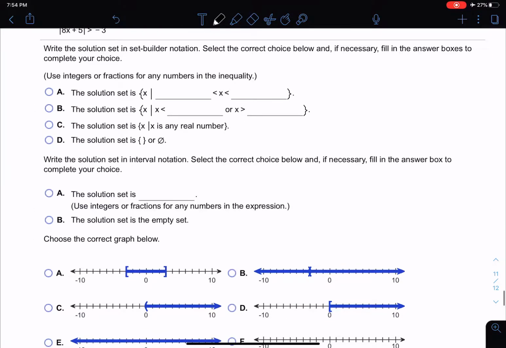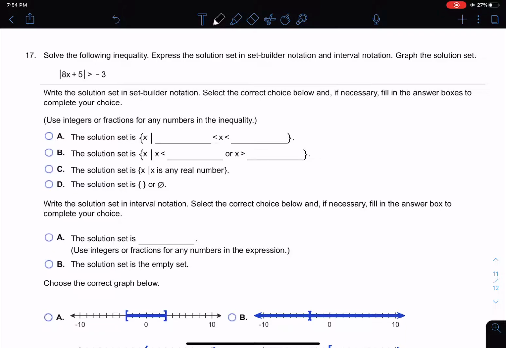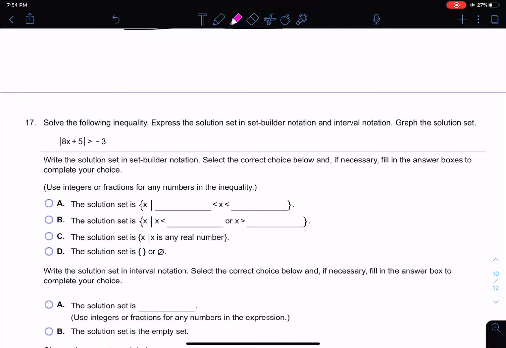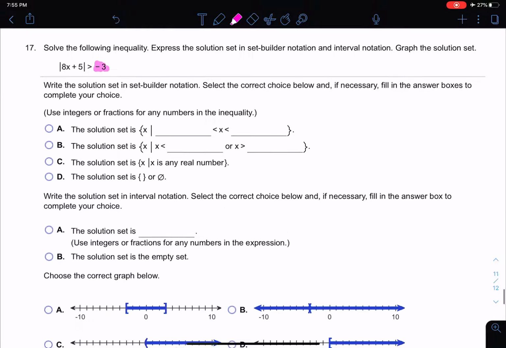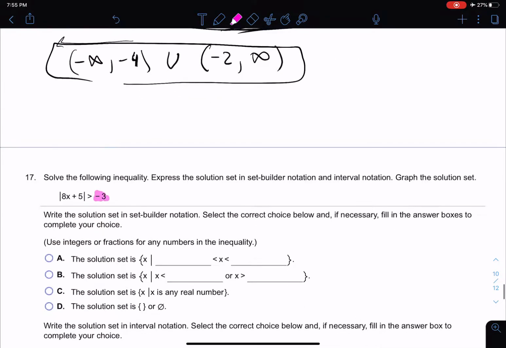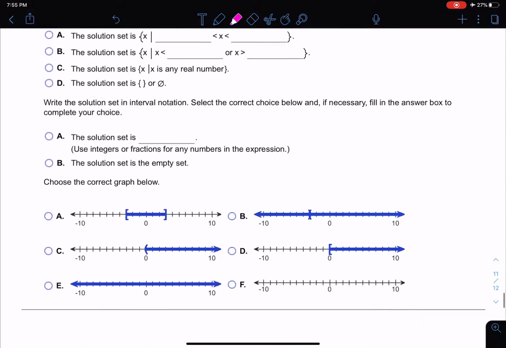Whew. This absolute value of 8x plus 5 is greater than negative 3. And you can see, oh my gosh, I've got all this work to do. Look at all this they want me to do. But guess what? If you can just take a second and realize, wait a minute, we're comparing this to a negative. And absolute value is a distance. So let me use a little logic before I spend too much time on this. So let's write it right here.